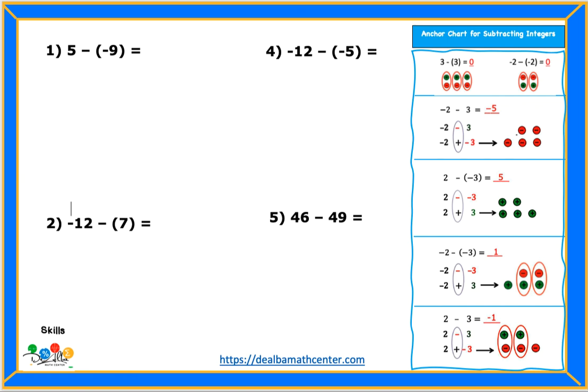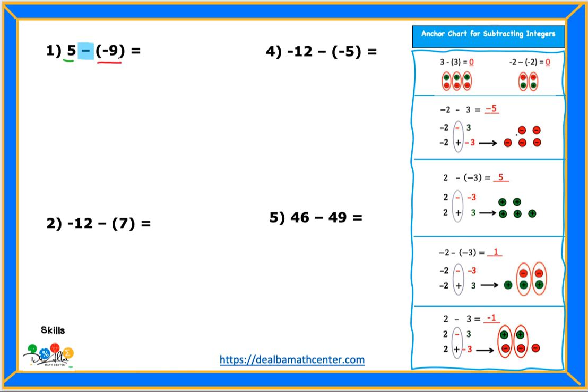I'm gonna read question number 1. 5 minus negative 9. And I notice here I have a subtraction. And I'm gonna look at my first digit. This integer is positive. And the second integer is negative.